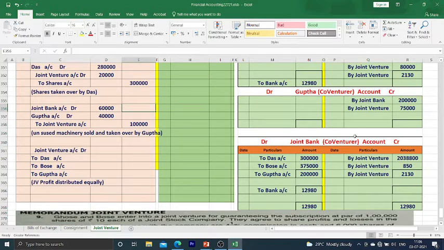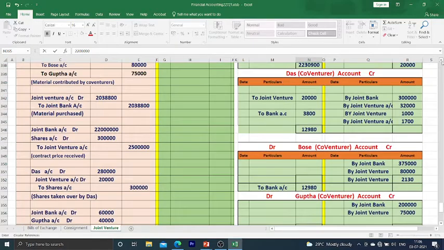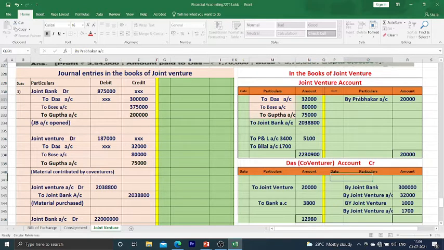Now contract price received. General entry: joint bank account debit, joint venture account. Sorry, joint bank to joint venture. 22 lakhs cash. And there is no shares account, so directly we will post credit of joint venture. By joint bank, 2 lakhs, and shares, 3 lakhs.